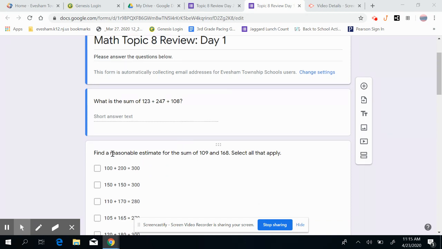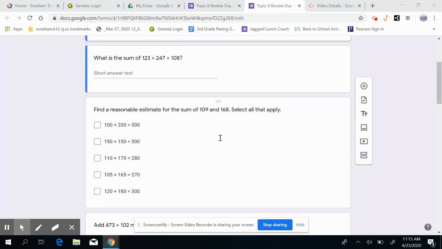Okay. For this one, it says find a reasonable estimate for the sum of 109 and 168. Select all that apply. This is a type of question that we are very used to. We see this every day in math in the classroom since September. So that whole select all that apply, when you see that, you are selecting more than one answer. Okay, so I noticed that a lot of us only had one answer. What we want to do with these problems is go through each answer, think about it, and see if that would be reasonable for your question, okay?